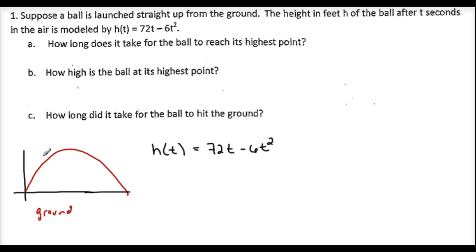How do I know that this is going to be a parabola or a quadratic? How do I know my graph is going to look like this? What about my equation tells me that? The square here tells me I'm going to have a quadratic, or a parabola. How do I know that this parabola is going down and not up? Because he's throwing it straight up. My coefficient here is negative 6. If you want to rewrite this, you can write it as negative 6t squared plus 72t. My leading coefficient is negative, so my parabola is facing down, called concave down.